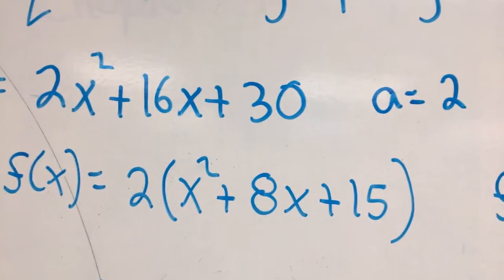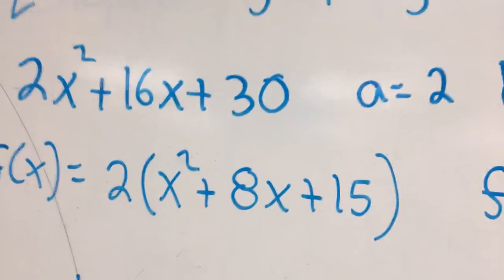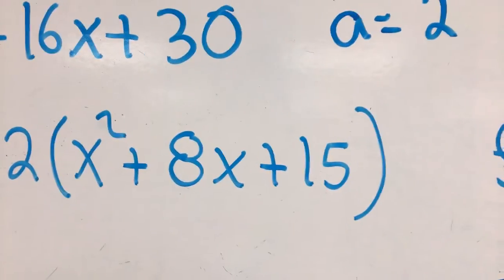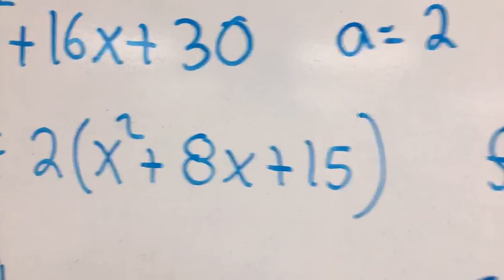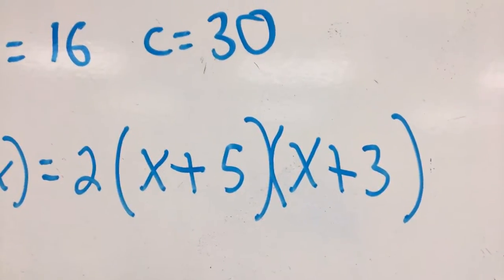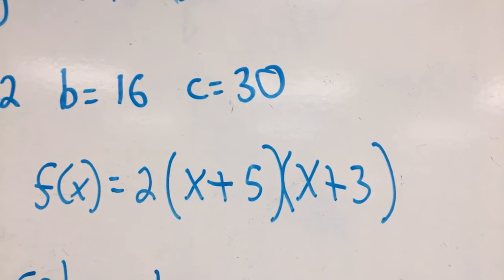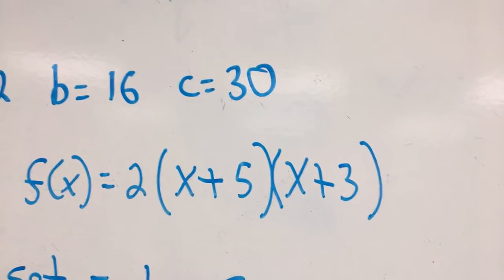So now you have 2 times the quantity x squared plus 8x plus 15. And I notice I can factor this. Factors of 15 that add to 8 are 5 and 3. How about that? So here I'm in factored form. So f of x is equal to 2 times the quantity x plus 5 times the quantity x plus 3.